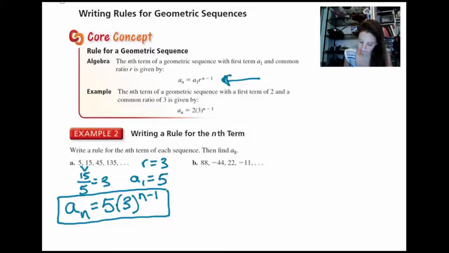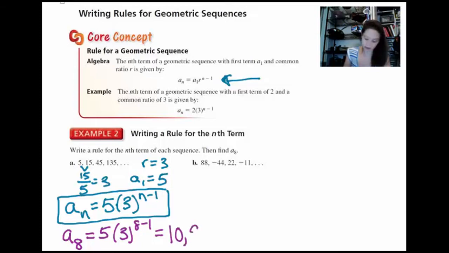Next, find the 8th term. A sub 8 equals 5 times 3 to the 8 minus 1 power. So that's 3 to the 7th power times 5, which is 10,935. Okay, let's repeat this for geometric sequence B.